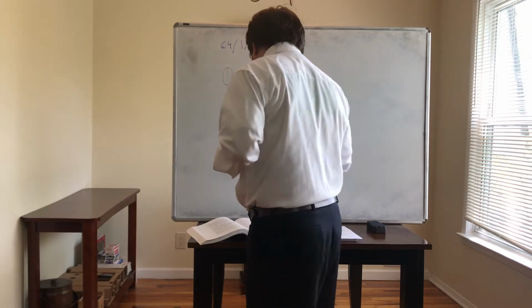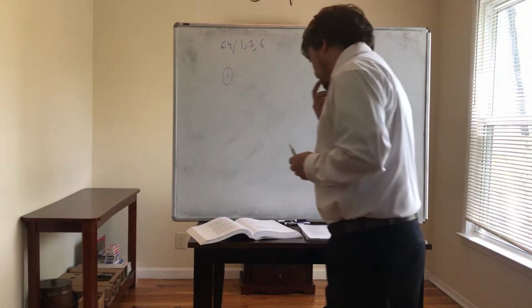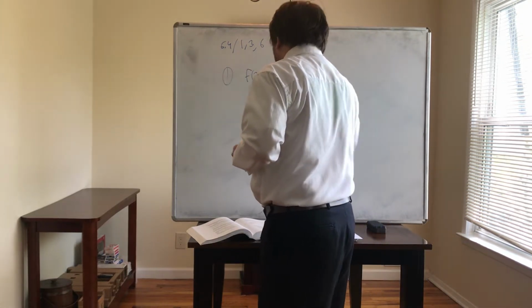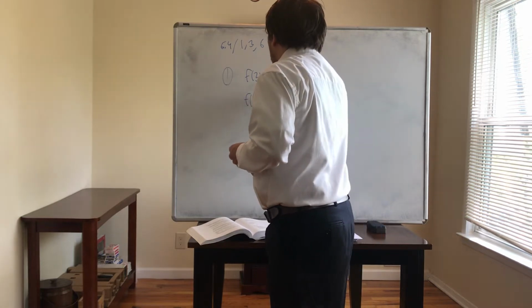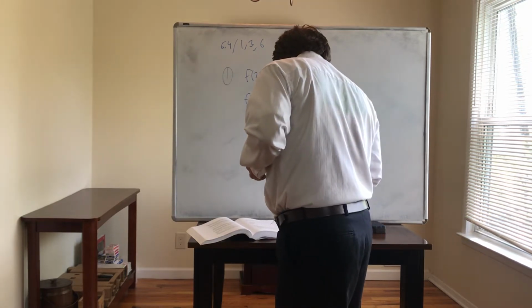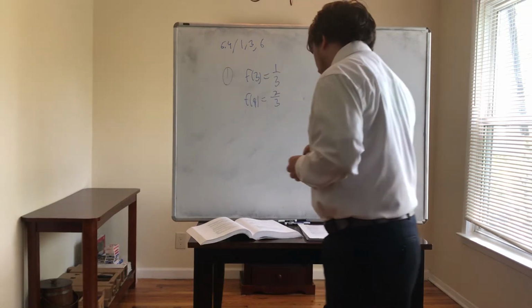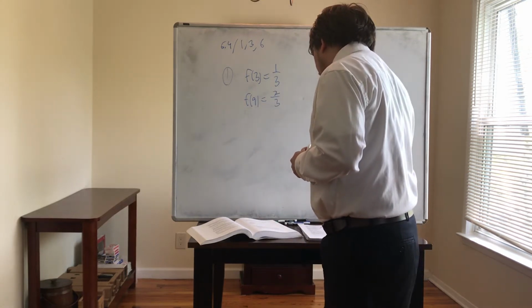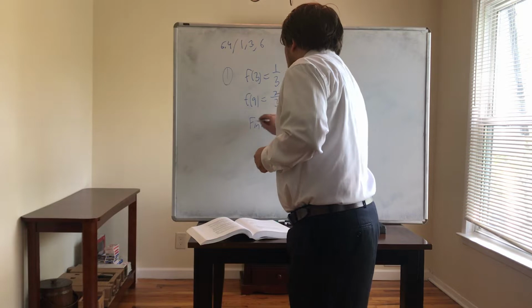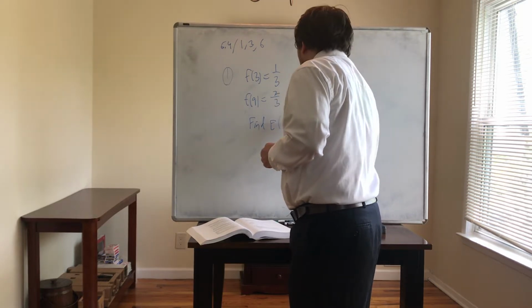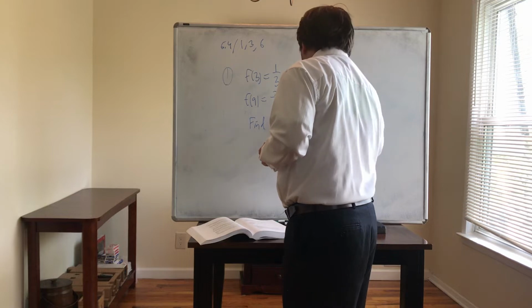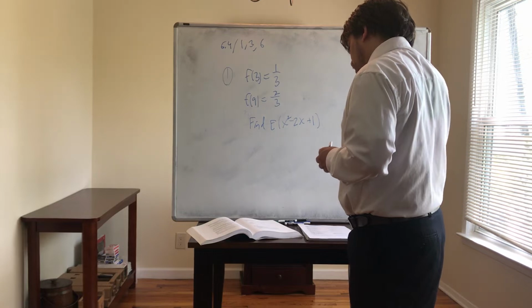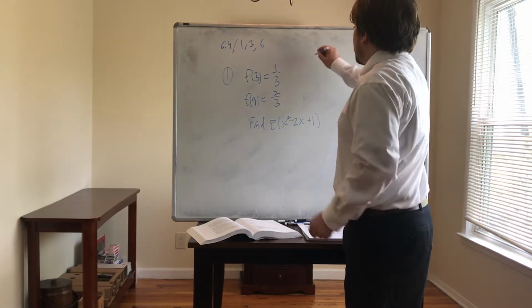Number 1. Okay, so for number 1, x is a discrete random variable with probability function f of x given by f of 3 equals 1/3, f of 9 is equal to 2/3. That's our f here. And we're going to find e of x squared minus 2x plus 1 by first finding e of x and e of x squared and then applying theorem 6.4.